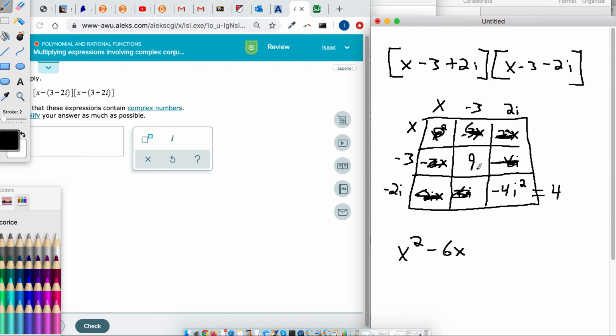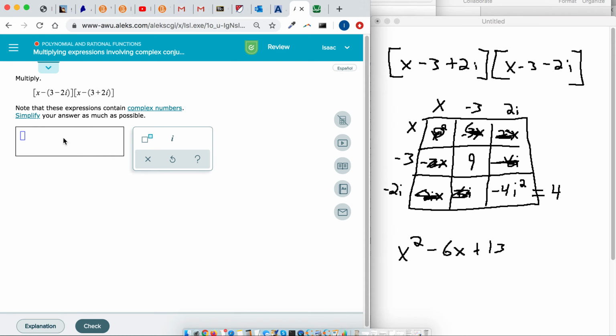So now what we have is the 9 plus the 4. That makes 13. That's it. That's it, okay? And the reason why it worked out like that is because, look, these two complex numbers are conjugates. The imaginary part of the complex number has a different sign, so all the imaginary terms canceled out.